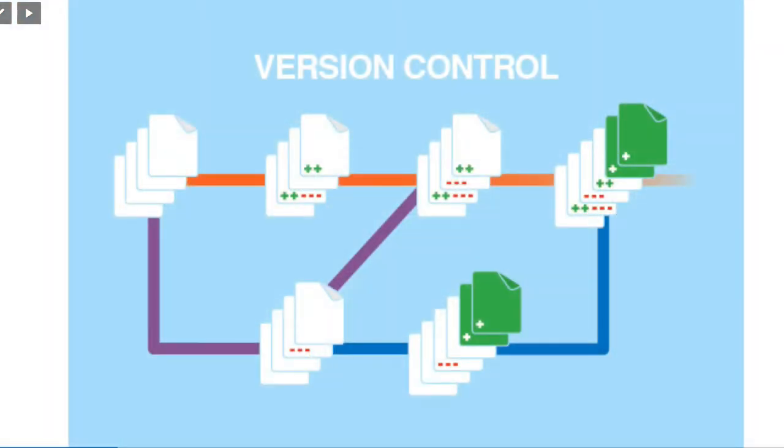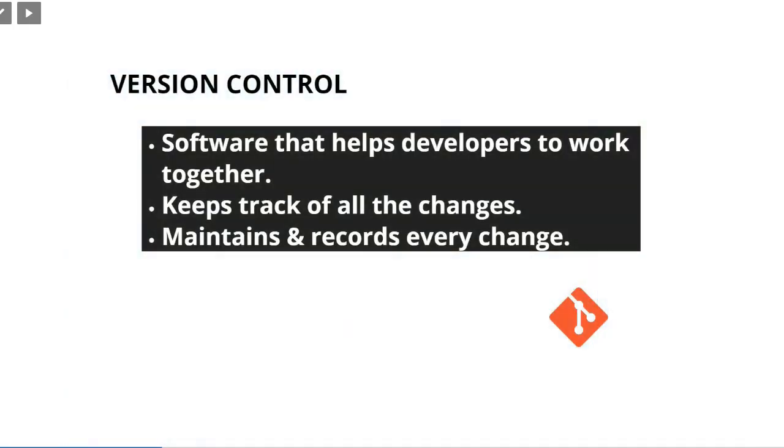In a nutshell, a version control system is a piece of software that helps developers to work together and maintains a complete history of their work. It keeps track of all the changes of the project files and allows developers to work with their team on the source code, while saving them a lot of confusion that tends to happen when multiple people are editing the same files. And it maintains and records every minute change in the code.